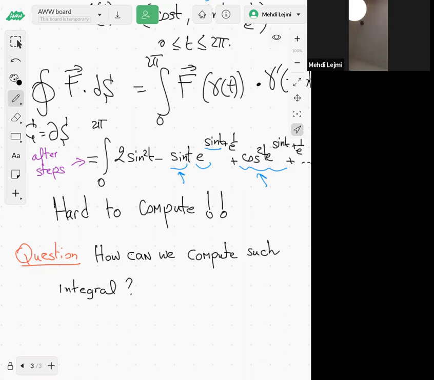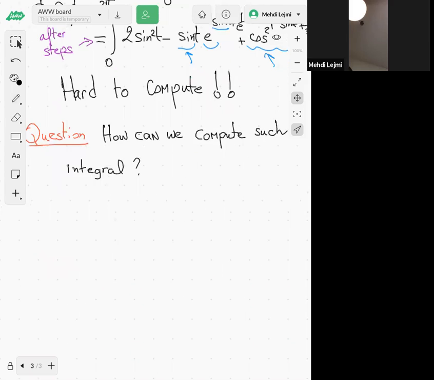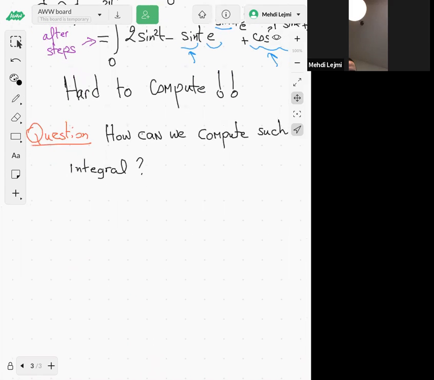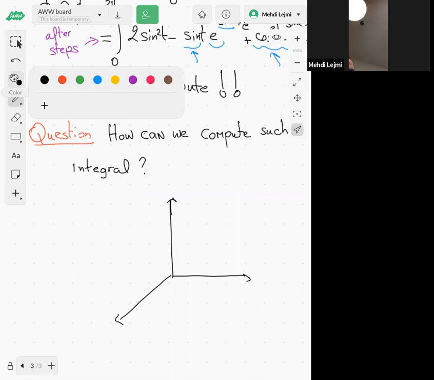Well, the idea is the following, guys. In some sense, we're going to try to use Green's theorem. So what we're going to do is the following. Let me just remind you the picture here. Our surface S was this graph. You know, we have this.